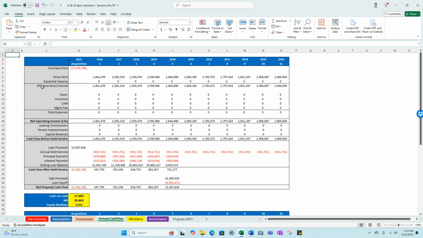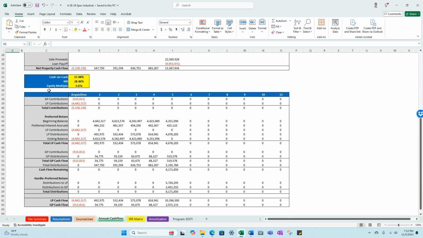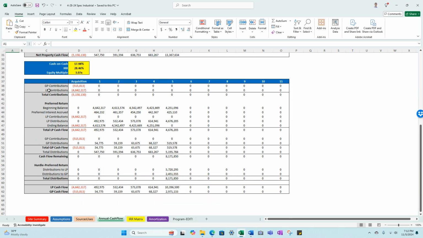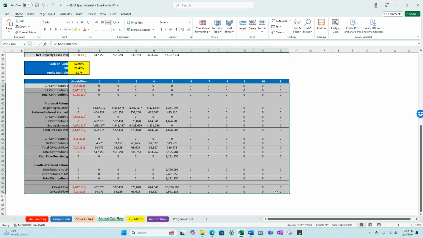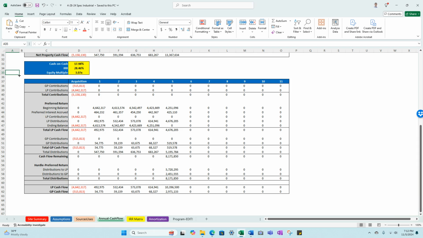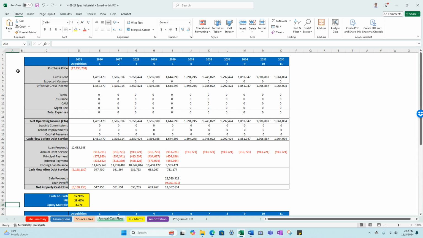Below the cash flow table, this is where the waterfall comes in, which shows the split of profits between the GP and LP. And we modeled that right below the annual cash flow. So you can pause the video if you want to see that in more detail.